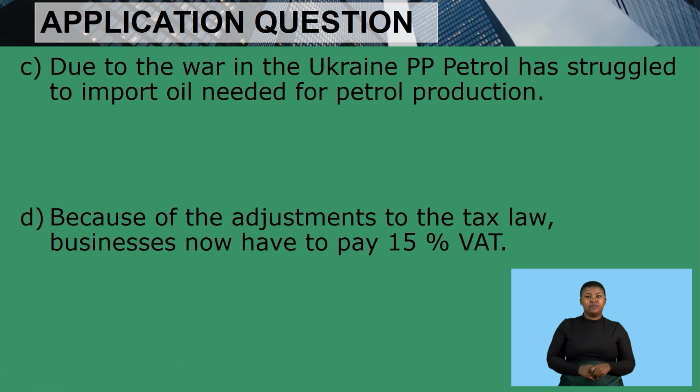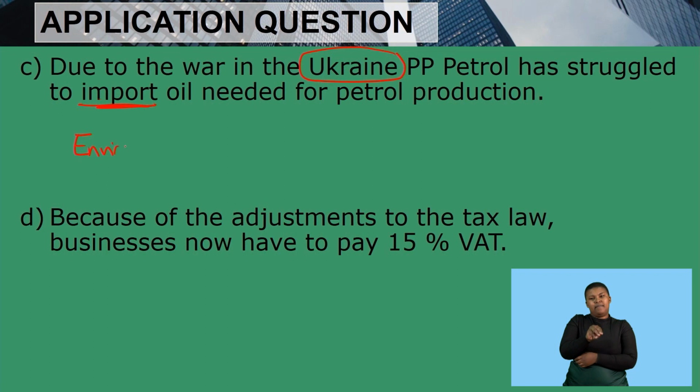Statement C. Due to the war in the Ukraine, PP Petrol has struggled to import oil needed for petrol production. So this is, of course, something that is happening outside of the borders of South Africa, which can then be seen as an international environmental issue, which we then classify. Remember, natural and international is part then of our environmental component. So we say the answer then is our environmental environment.